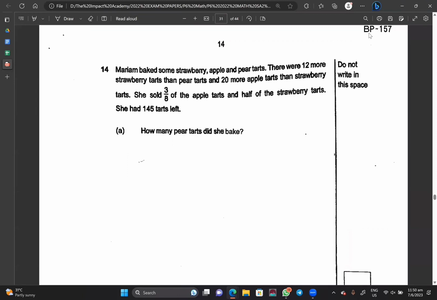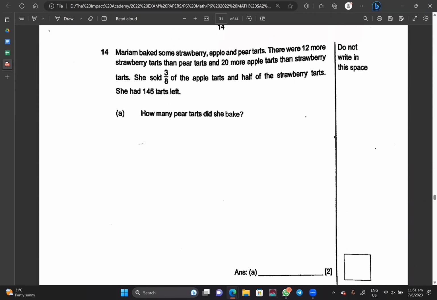Hi everyone. Today we are looking at a question like this. Okay, I know a lot of you are like, what? This is so confusing. Now, come, let's take a look at this. It says that Mariam baked some strawberry, apple, and pear tarts.